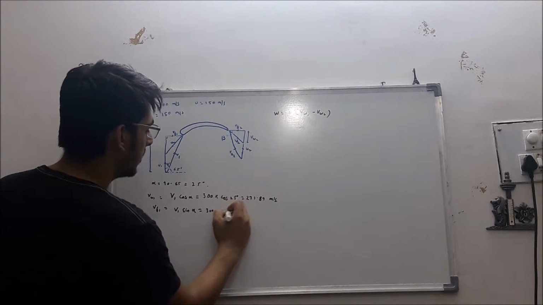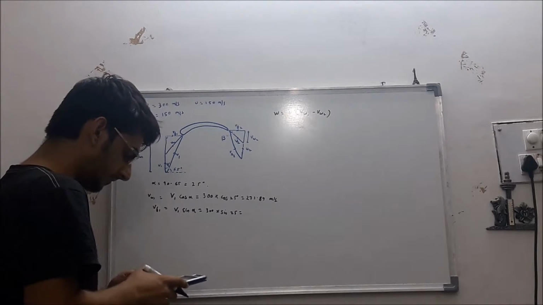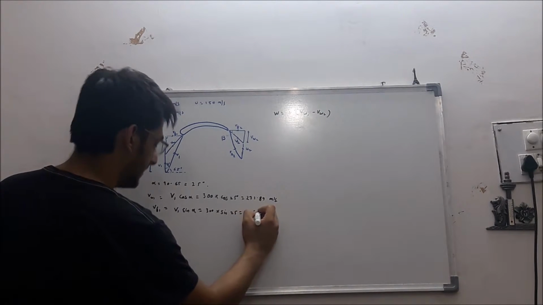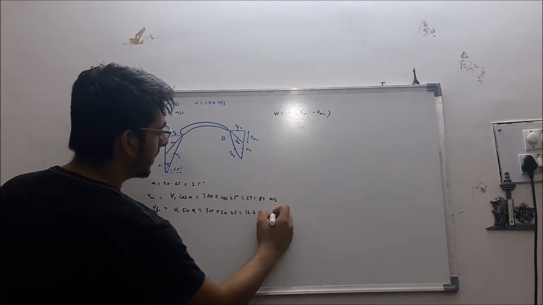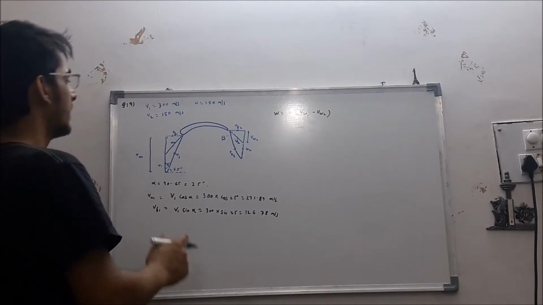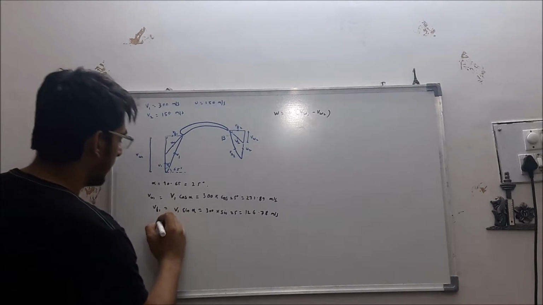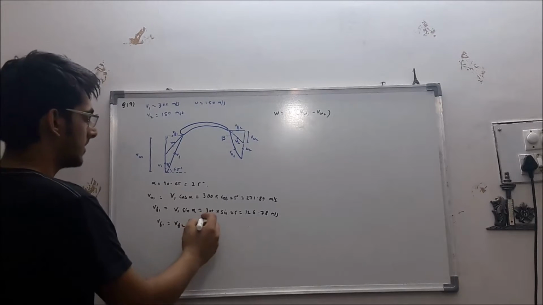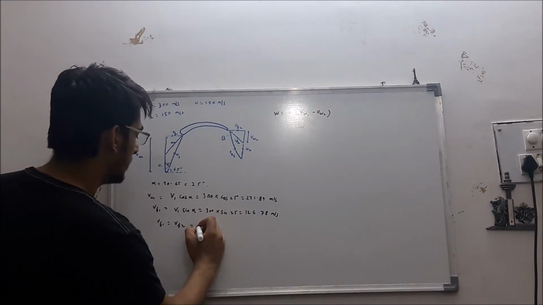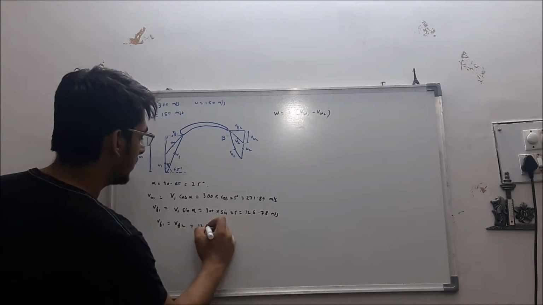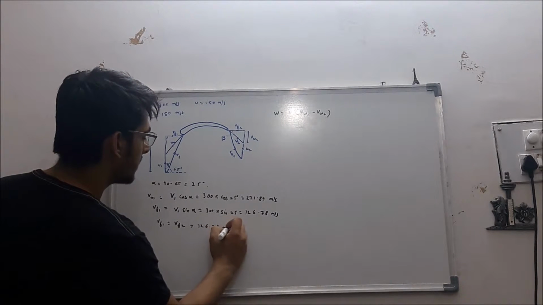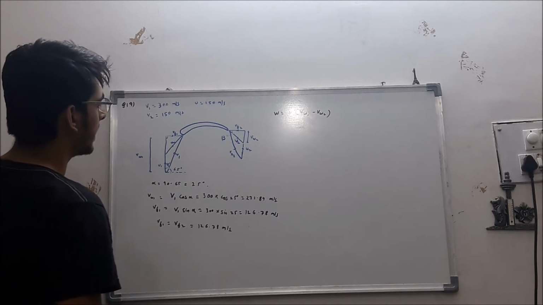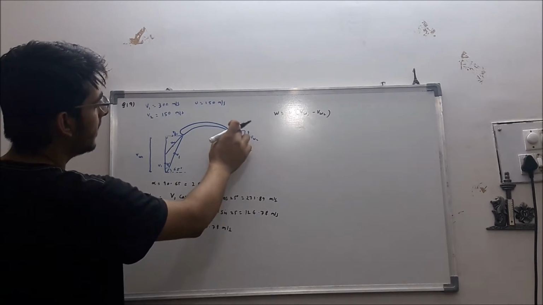Now we have to find Vf1, that will be equal to V1 sin alpha, that is 300 into sin 25, that is 126.78 meter per second. Now it is given that Vf1 is equal to Vf2, that is flow velocities are same, so Vf2 will be equal to 126.78 meter per second.